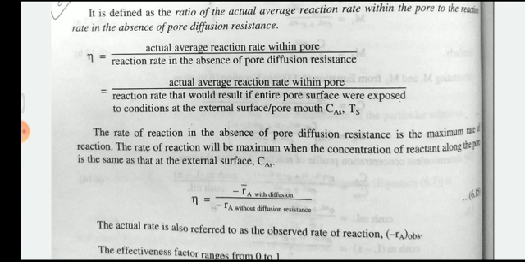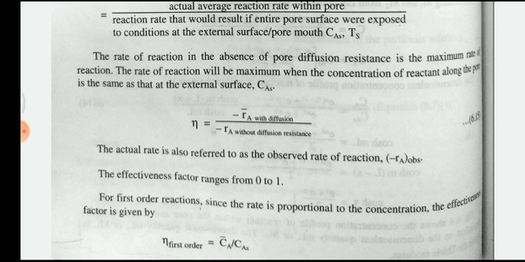The rate of reaction will be maximum when the concentration of reactant along the pore is the same as that at the external surface. So efficiency is equal to minus RA bar with diffusion over RA without diffusion resistance.